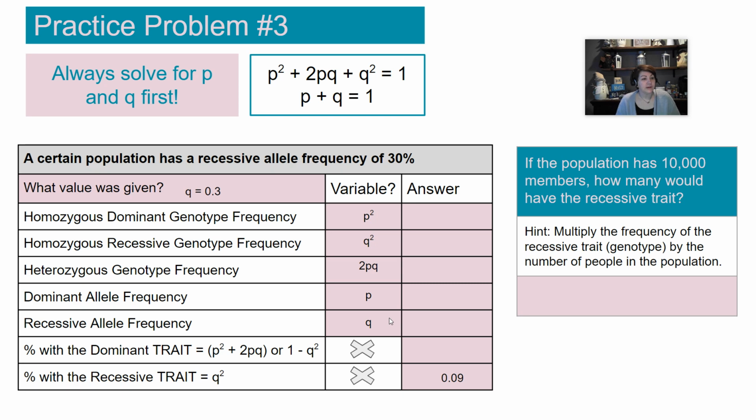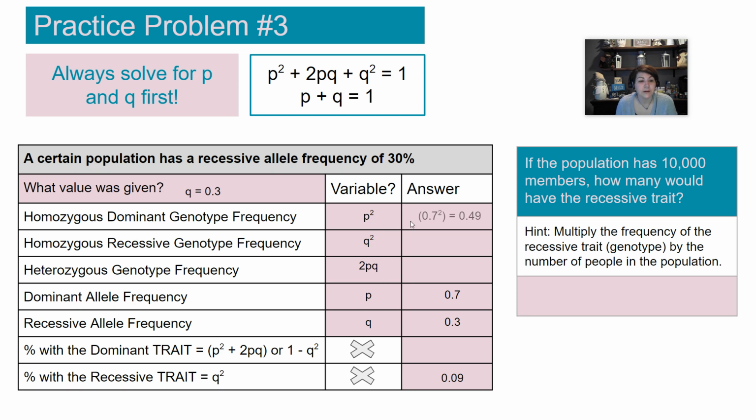So here we go for our problem. The first thing I'm going to do is fill in my Q value because that's what I was given. So now that I know Q, I can find P is equal to 0.7 because P plus Q have to equal 1. So now I can use P and Q to fill out the other 3.